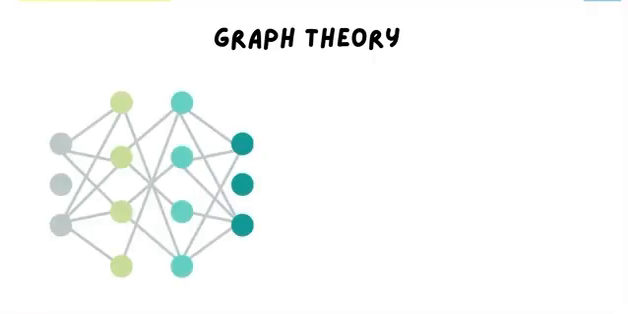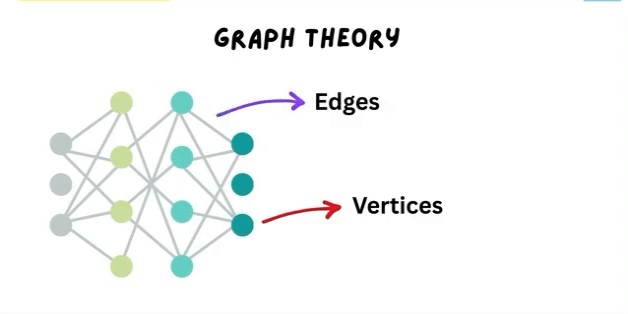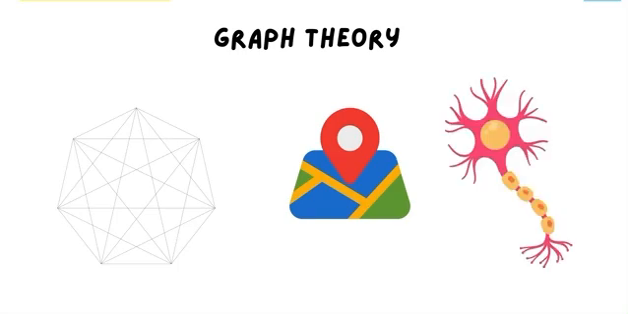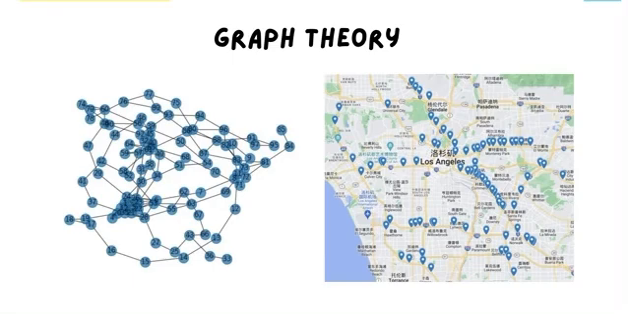Graph theory is a branch of mathematics that studies structures made of vertices, points, or nodes, connected by edges, lines, or links. Social media, Google Maps, and even your brain's neural connections all rely on graph theory. It helps us understand traffic flow and even friendships on social media.